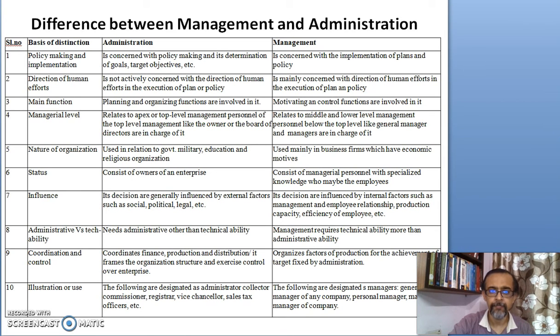So these are some of the bases on which management and administration can be distinguished.